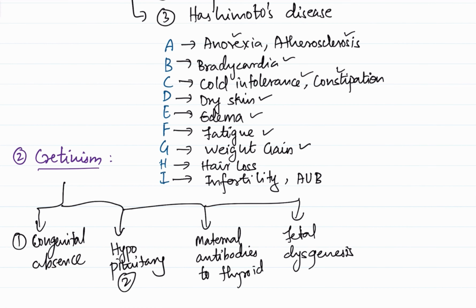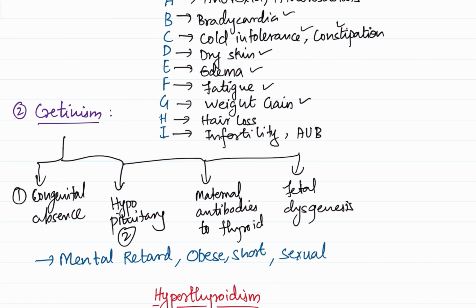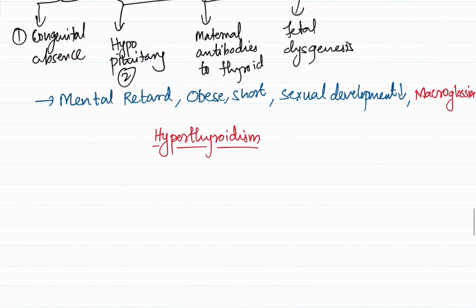And we have said that the most important function of thyroid in newborns is for growth and for CNS development. So the main presentation is going to be mental retardation. The child is going to be mentally retarded, obese, and short due to the stunting of skeletal growth, and the child's sexual development is diminished because of the effect on reproductive organs. And finally, the child will have a large tongue, that is macroglossia. So that's about cretinism. Now moving on to the last topic, which is hyperthyroidism.